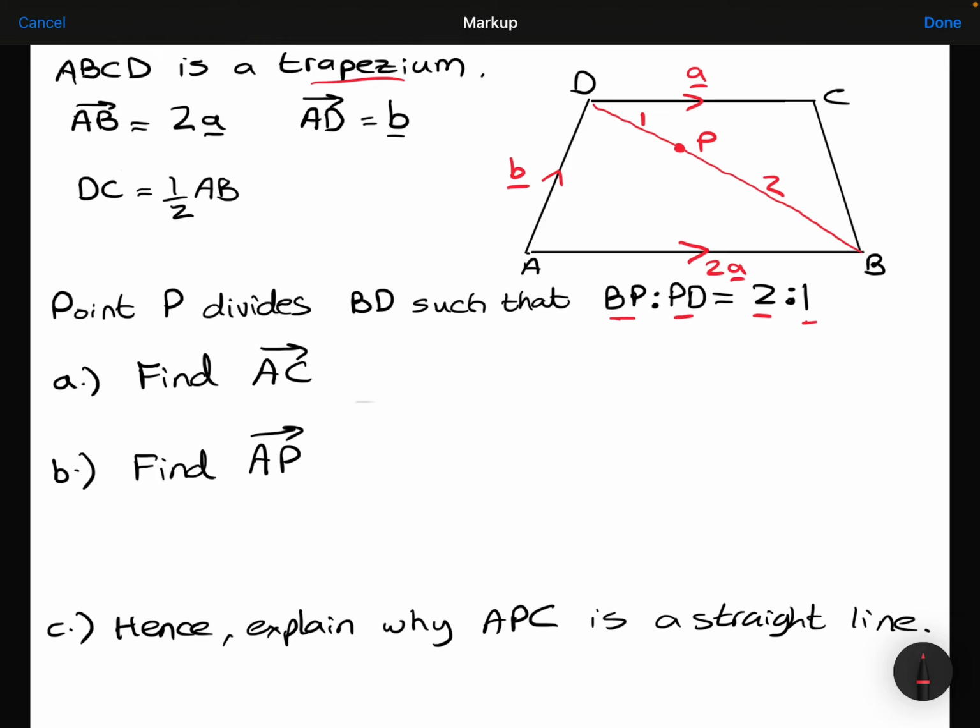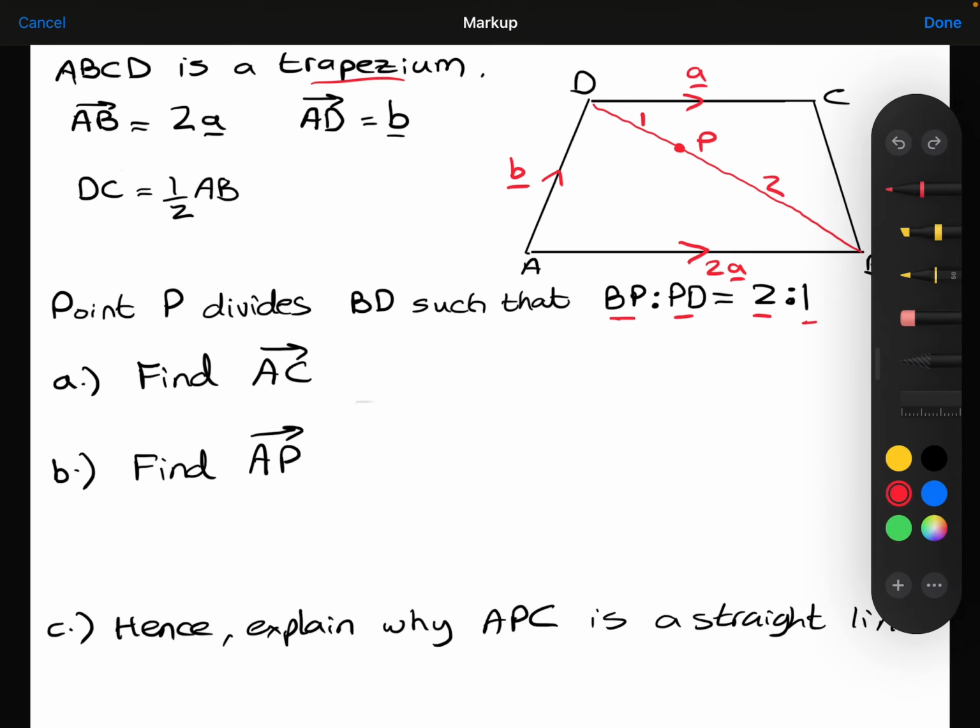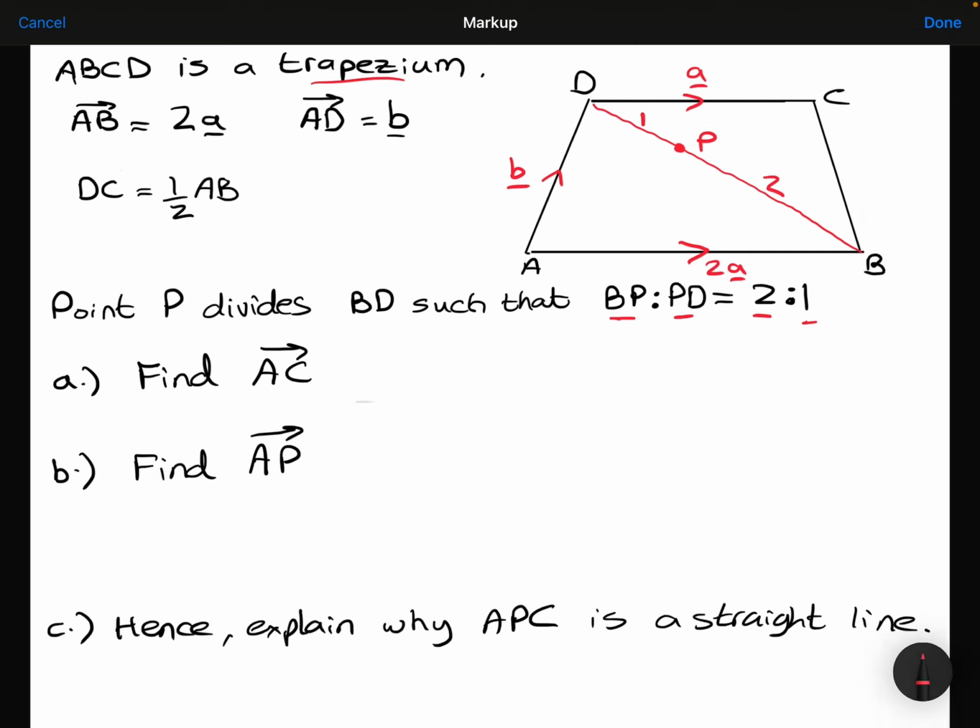Part a, find AC. AC should be relatively easy. I can go from A to D plus D to C. So A to D plus D to C, which is b plus a, or in alphabetical order if you prefer. You don't have to, but you might like to. a plus b. So that's part a of this question done. The vector AC is a plus b.